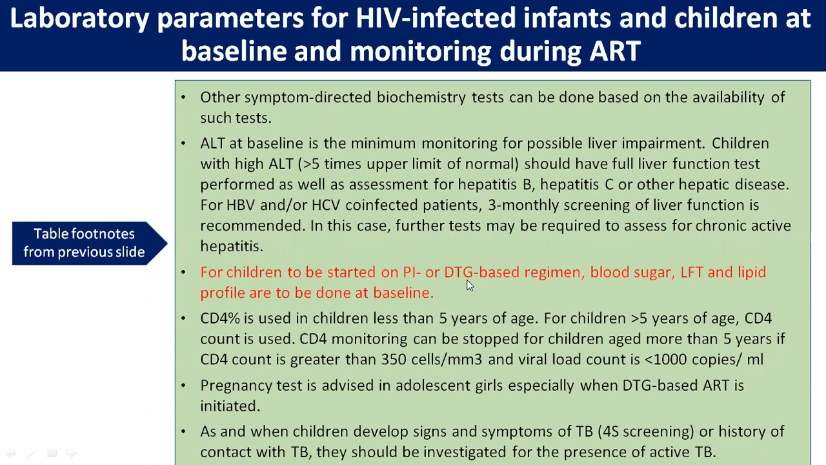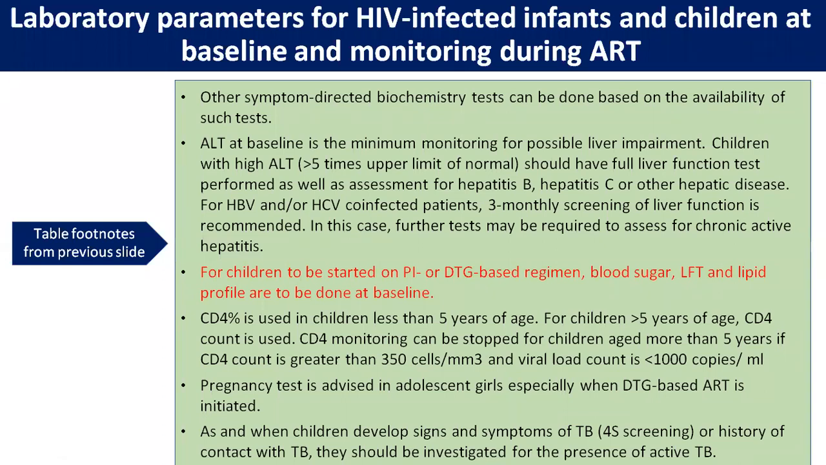For children on PI-based or DTG-based drugs, blood sugar and lipid profile should be followed up at the beginning and after 3 months and 6 months. CD4, as we do, the percentage we do for less than 5 years, because the total lymphocyte count is quite high as compared to adults. So if you take the absolute value, CD4 will be quite high, but according to the age, it may be suppressed.